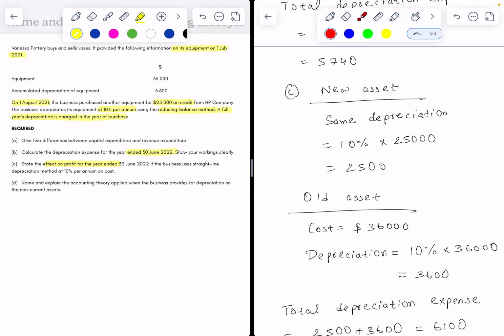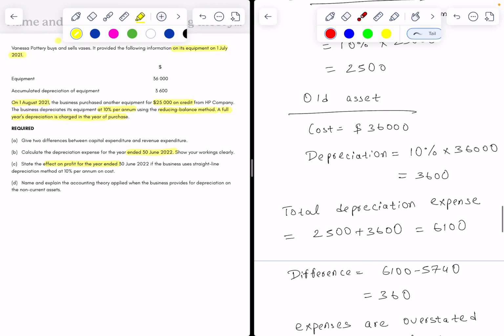Now, the new asset, because it is in the first year of usage, regardless of whether you use the straight line or the reducing balance method, the depreciation will be derived as the given rate multiplied by the original cost. So the given rate is 10% and the original cost is $25,000. So we get a depreciation of $2,500 using the straight line method, which is the same as the reducing balance method. All right. Now, what about the old asset?